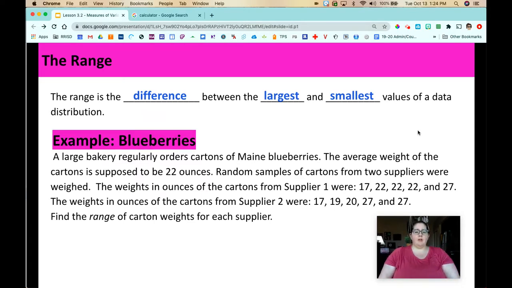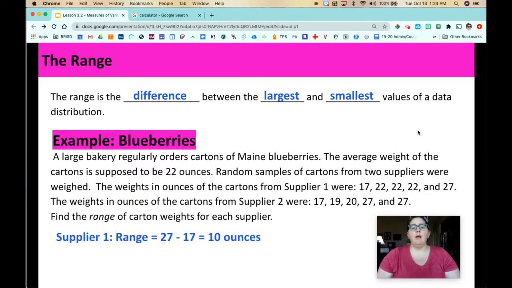So for example, a large bakery regularly orders cartons of Maine blueberries. The average weight of the cartons is supposed to be 22 ounces. Random samples of cartons from two suppliers were weighed, and the weights in ounces of the cartons from supplier 1 were 17, 22, 22, 22, and 27. And then the weights in ounces of the cartons from supplier 2 were 17, 19, 20, 27, and 27. We're going to find the range for each supplier.